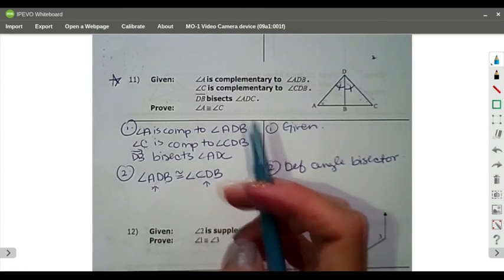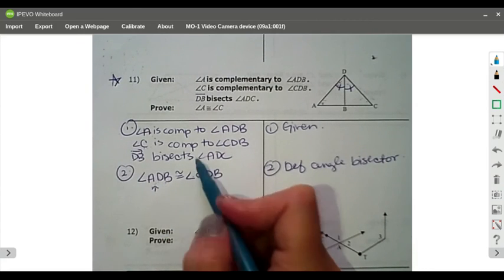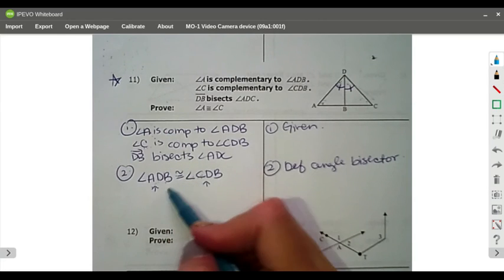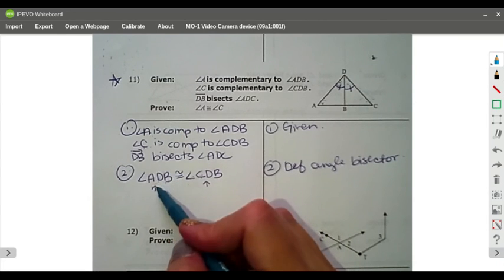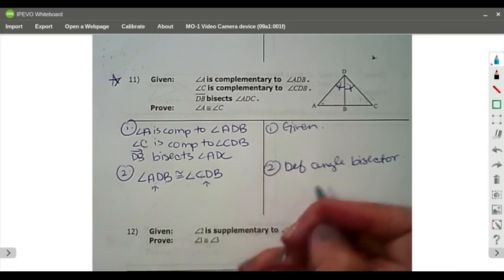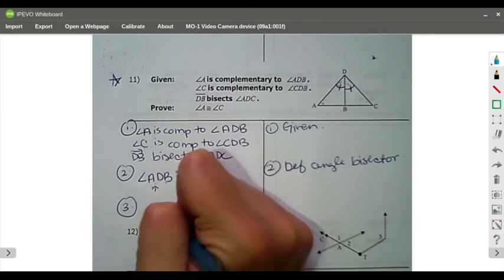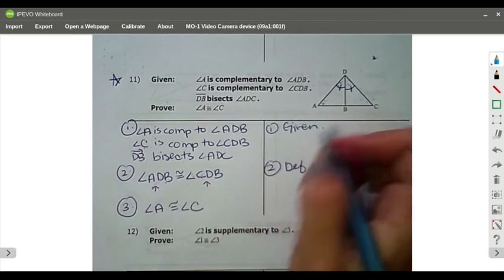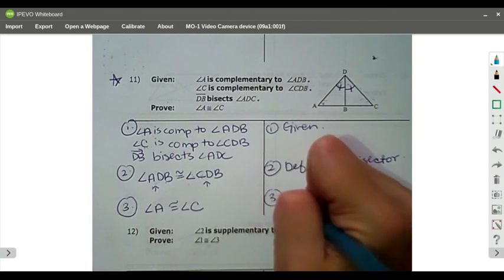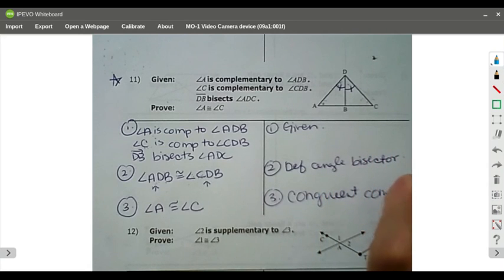So if you think about it, I'm just going to make up a number. Let's just say ADB and CDB were both 50. If A and C are complementary to them, A is going to be 40, right? Because 40 plus 50 is 90. C will also be 40 because 40 plus 50 is 90. So see how that forces A and C to be congruent? They'd both be 40 if these were 50. So that's congruent complements theorem. So we can just go straight to saying that angle A is congruent to angle C, and that's because of congruent complements theorem.